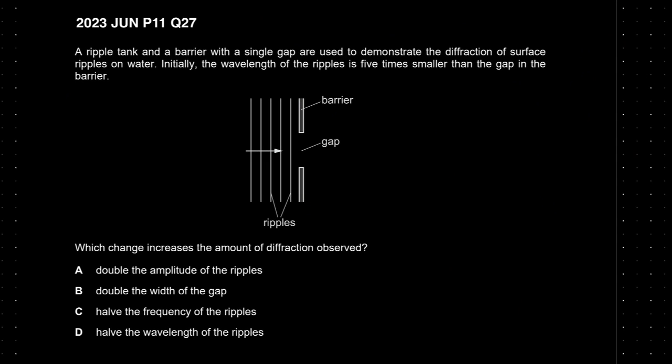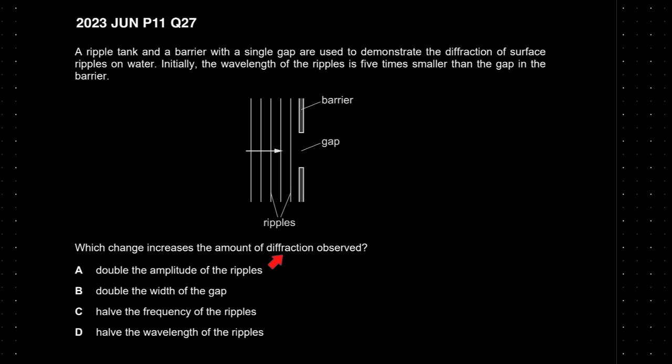A ripple tank and a barrier with a single gap are used to demonstrate the diffraction of surface ripples on water. Initially, wavelength of the ripples is 5 times smaller than the gap in the barrier, right? So wavelength is much smaller than the gap. Which change increases the amount of diffraction observed?